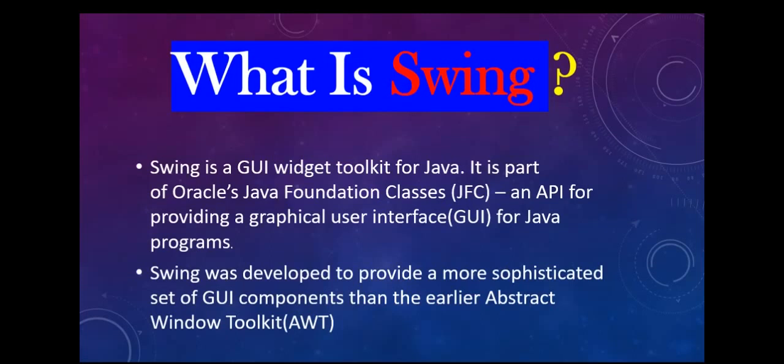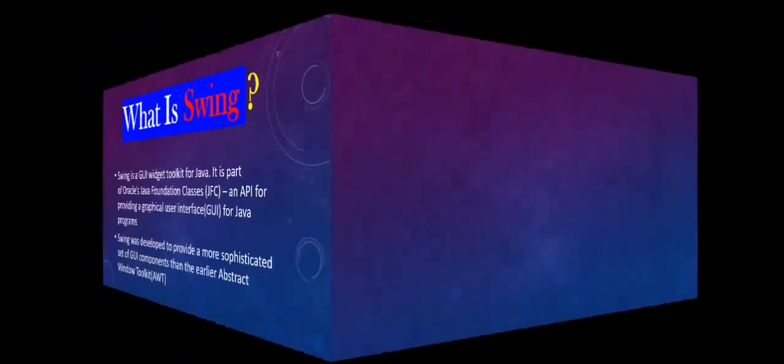Swing was developed to provide a more sophisticated set of GUI components than the earlier Abstract Window Toolkit or AWT. To sum it up, Swing is a graphical user interface toolkit from Java, which simplifies our task of making graphical user interface applications. That means everything is pre-written and our job is to just use it wherever required.